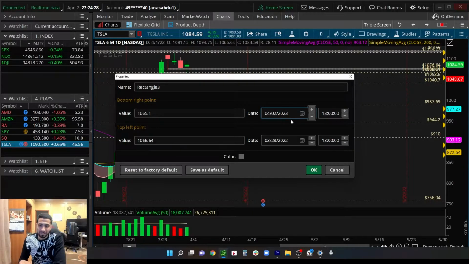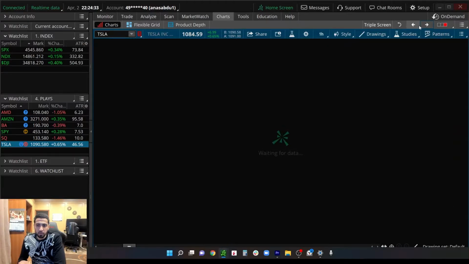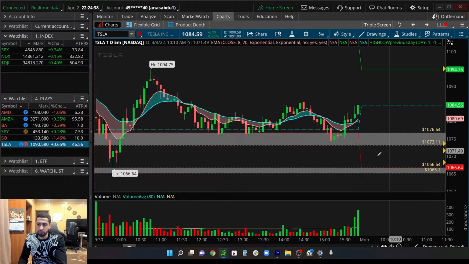And then it might not seem like you can see it, but I'm not going to be trading off of the daily. Now, if you go here, it's going to be much easier to see it. Like you see the zones.